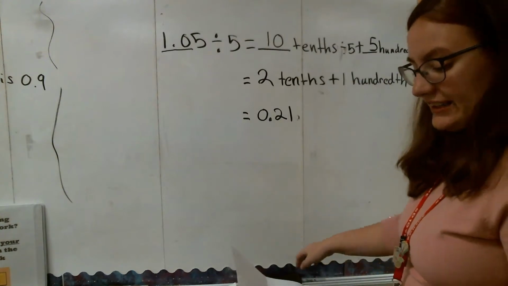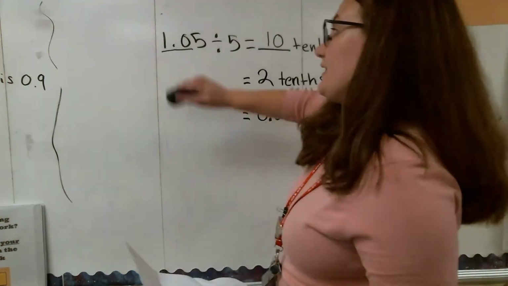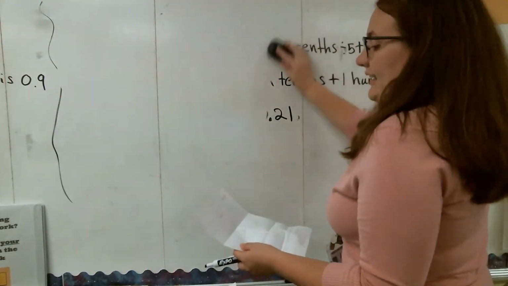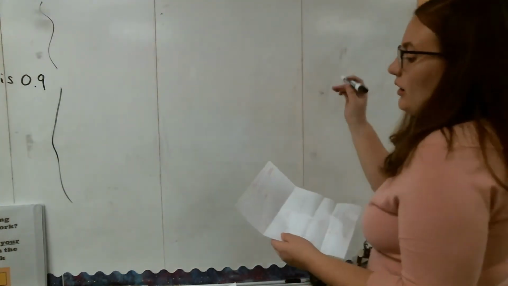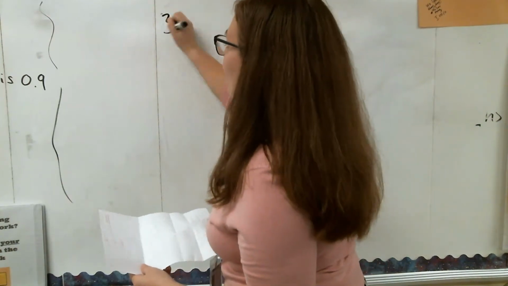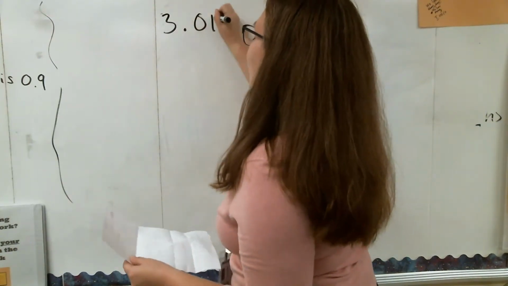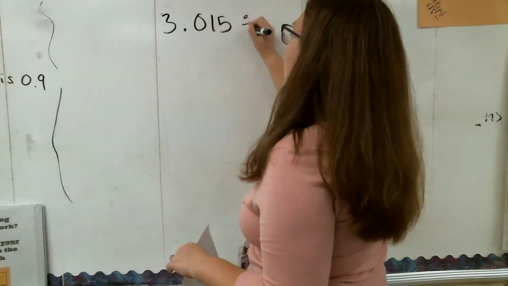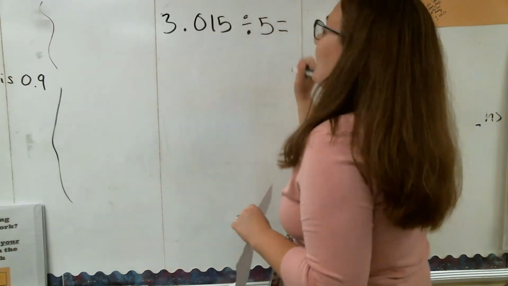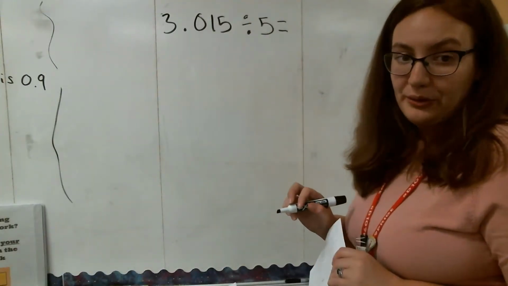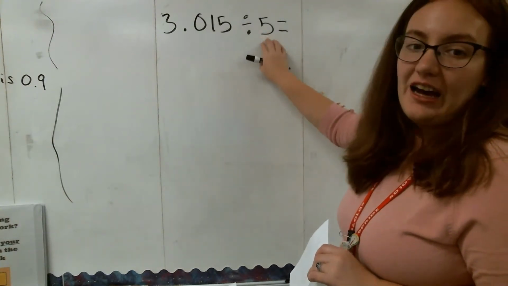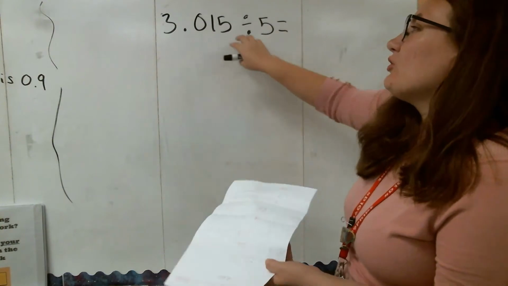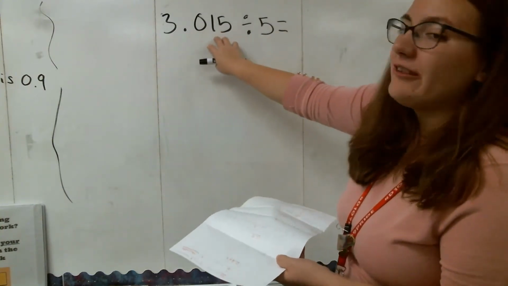So I'm going to erase this and move on to our final problem for today. And this problem is probably our trickiest one yet, but let's see how we do. So right now I have 3 and 15 thousandths divided by 5. Now, when I look at this problem, I want to think about what factors of 5, or what do I see that could be divisible by 5 in this number?